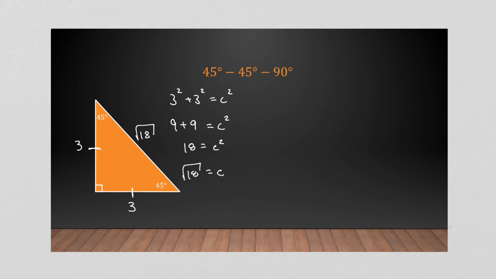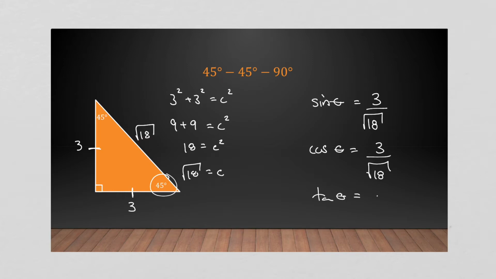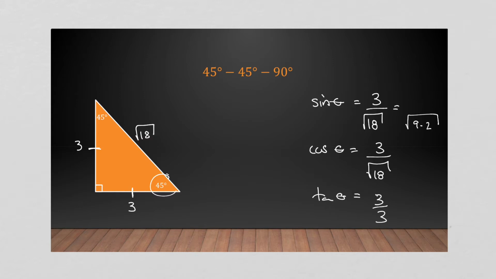It doesn't matter which angle you pick. If you picked this angle, it means you have sine of theta is equal to 3 over root 18. It means you have cosine of theta is equal to 3 over root 18. And it means you have tan of theta is equal to 3 over 3, right? And the thing is you'll learn in grade 11 how to simplify this, but root 18 is root 9 times 2. And root 9 is just 3. So what you actually get is 3 over 3 root 2.